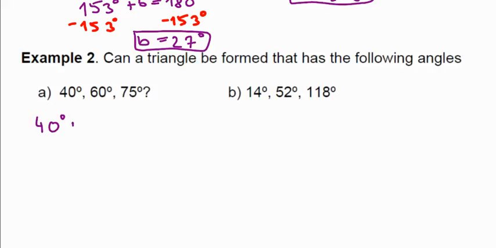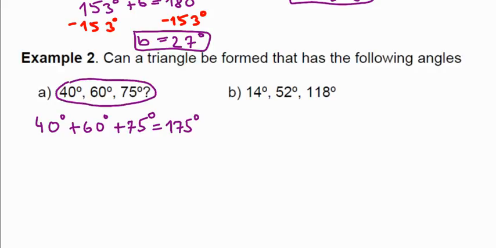So 40 plus 60 plus 75. And we're going to add them up and see if they add up to 180. 40 plus 60 plus 75 adds up to 175. Now, because this is not equal to 180, it's 5 degrees short, that means that by using these three angles, we cannot actually make a triangle. It's not good enough. So this is a no.